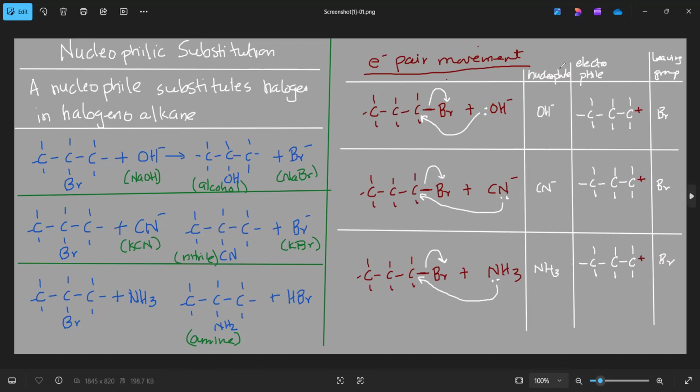Okay, now you need to identify three species here: which is the nucleophile, which is the electrophile, and which is the leaving group. Now the nucleophile here, as we know, is OH minus, CN minus, and NH3.